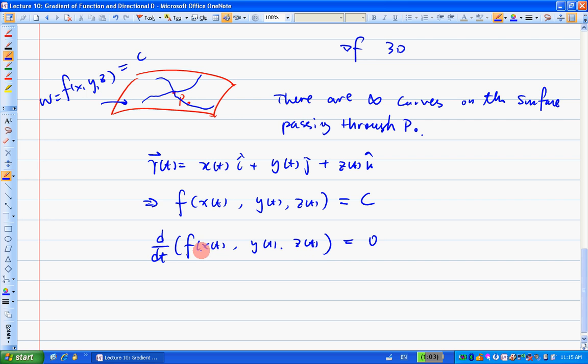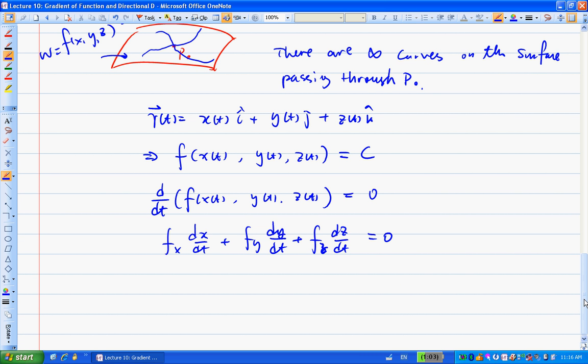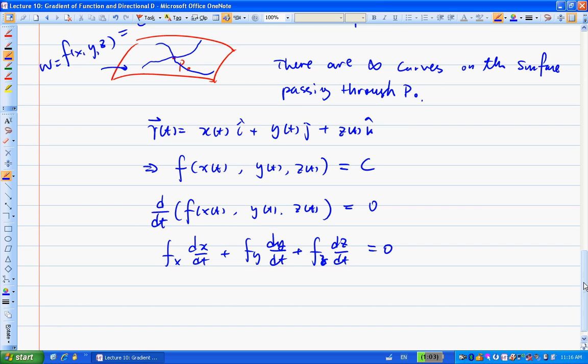On this side, f is a function of x, y, z, and x, y, z are functions of t. So when taking the derivative with respect to t, you're going to use the chain rule. The chain rule says fx dx over dt plus fy dy over dt plus fz dz over dt equals 0. So this is what we get based on the given conditions. It's very general, because we're deriving a theorem, so we use a general case here.